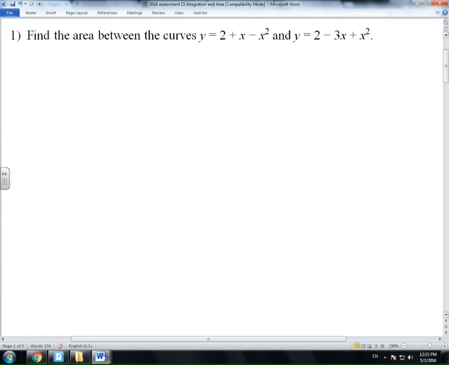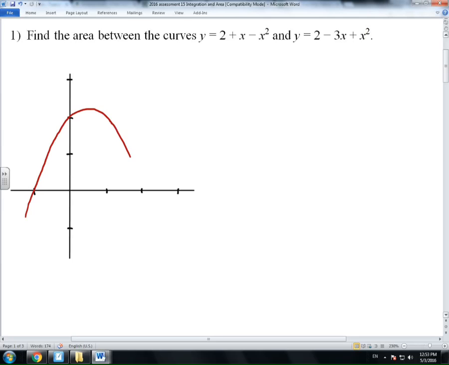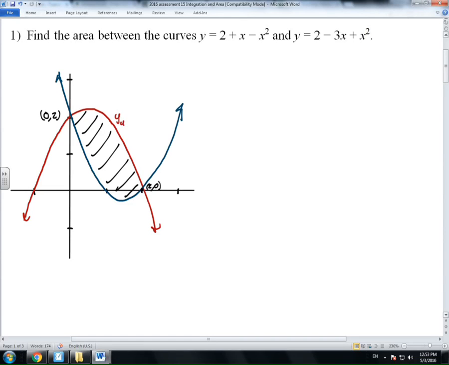Hello. The purpose of today's video is to do a brief, hopefully, summary of the concept of finding areas using integrals. So, using integration to find areas of irregular or awkward looking shapes. In the first case, I'm going to find the area between the curves, and both of those curves are parabolas. I found this graph using technology.